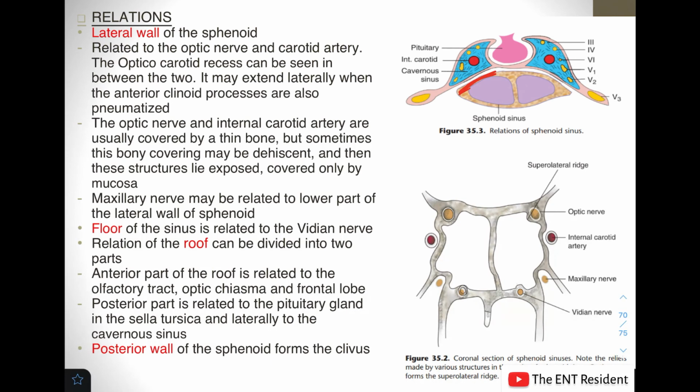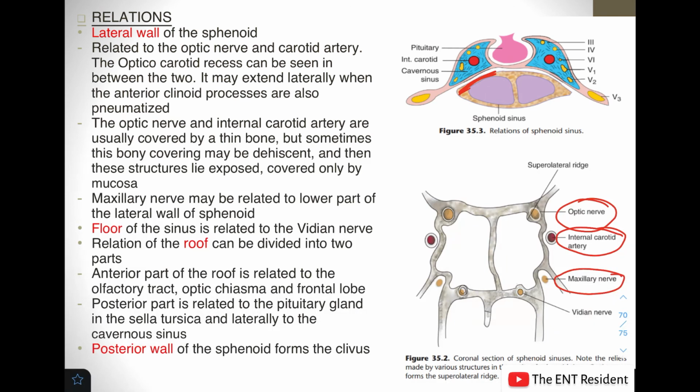And this, as you can see, is the optic nerve and the internal carotid artery. They can be covered by a thin bone, but sometimes this bony covering may be dehiscent. So then in these cases these structures lie very exposed, covered only by mucosa. So we have to be very careful during surgery in these cases. And the maxillary nerve may also be related to the lower lateral wall of the sphenoid sinus.